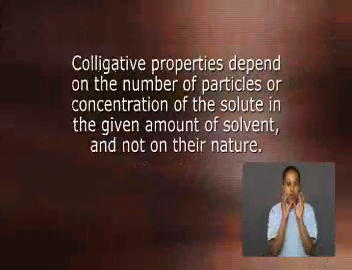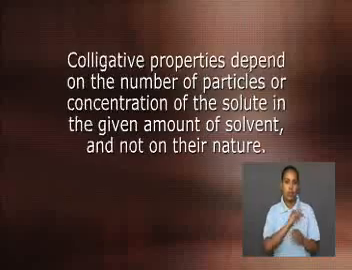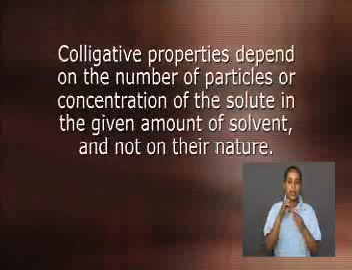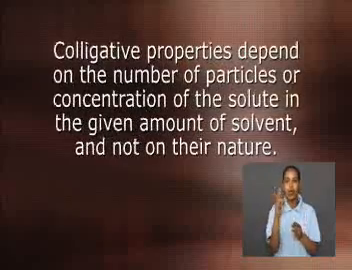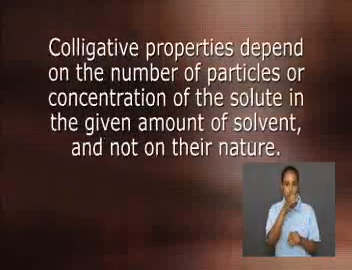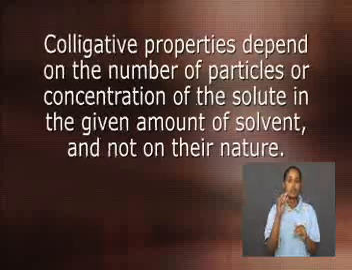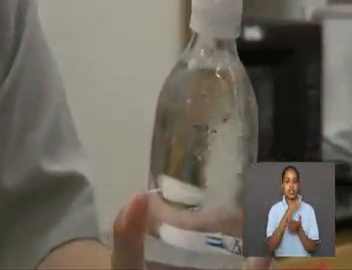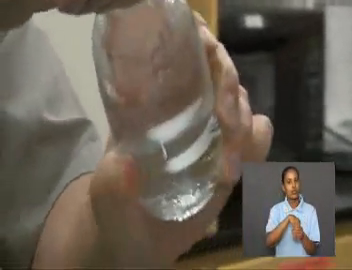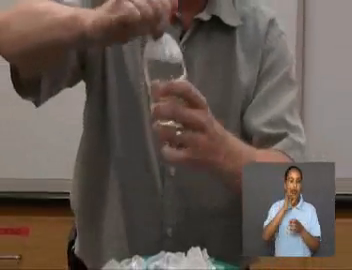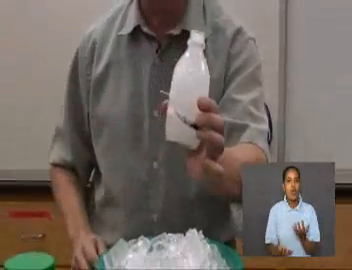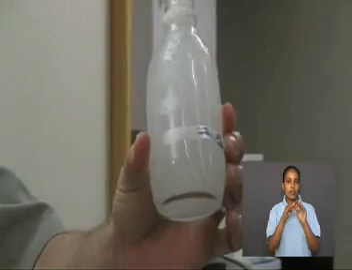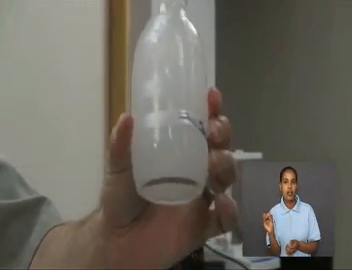Colligative properties are properties that depend on the number of particles or concentration of the solute in the given amount of solvent and not on their nature. Some examples include vapor pressure lowering, boiling point elevation, freezing point depression, and osmotic pressure.